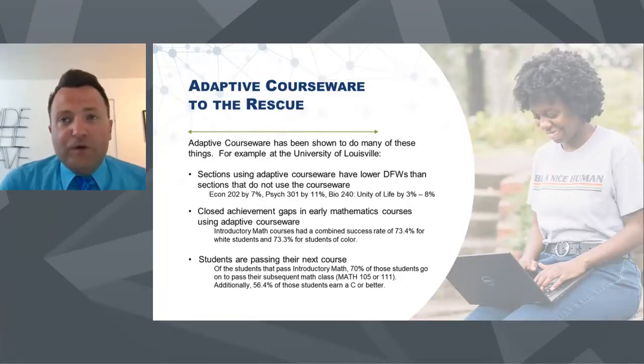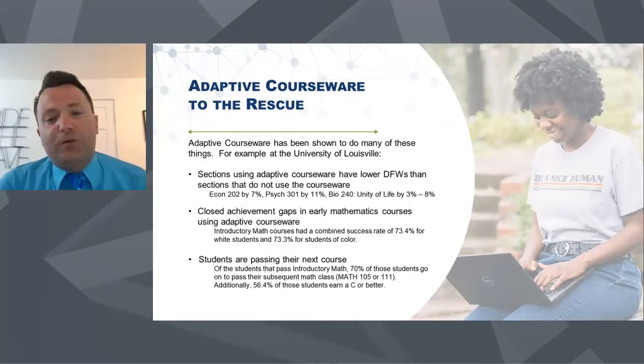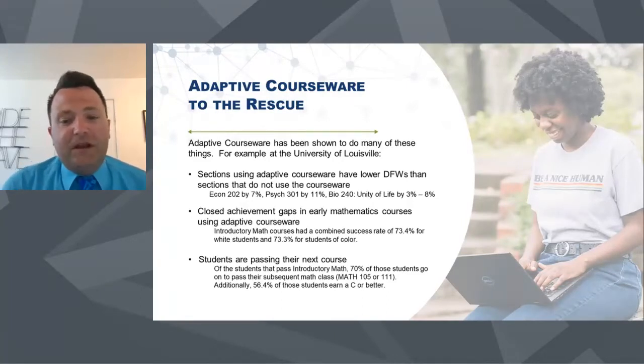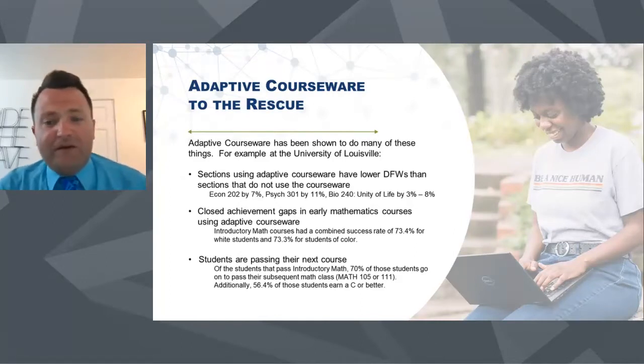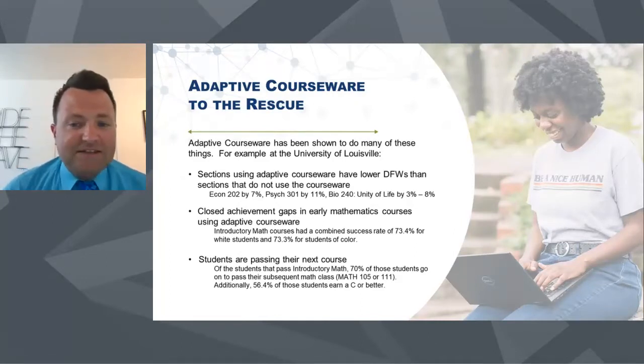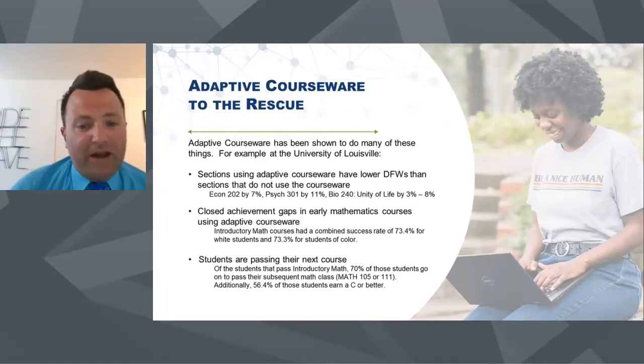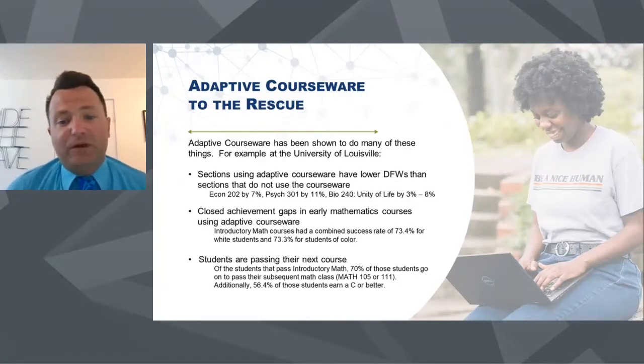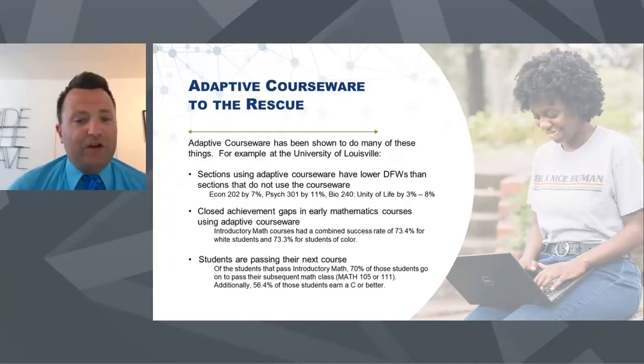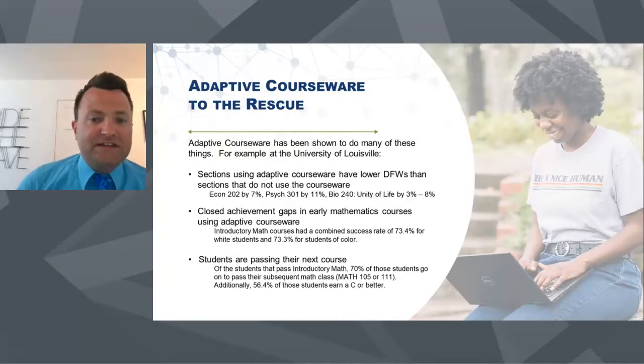We also showed that when we used adaptive courseware, we were able to close achievement gaps in early math courses. So in that introductory math course that I talked about, we had a 73.4% success rate for white students and 73.3% for students of color. And that's what we want to see. When we look at this statistically, we want to see that there's no difference in the performance of our white students and students of color.